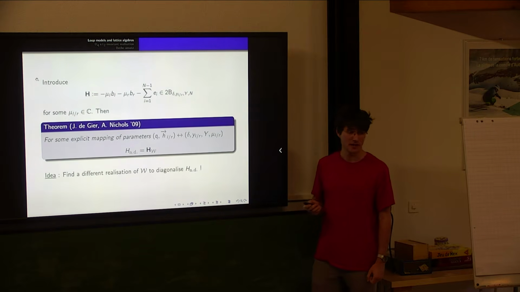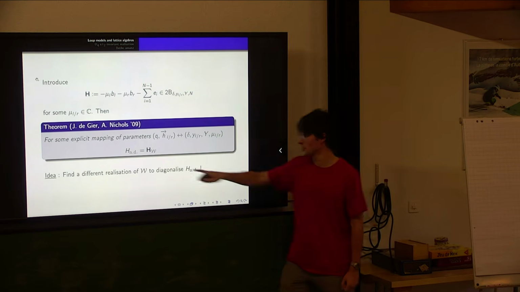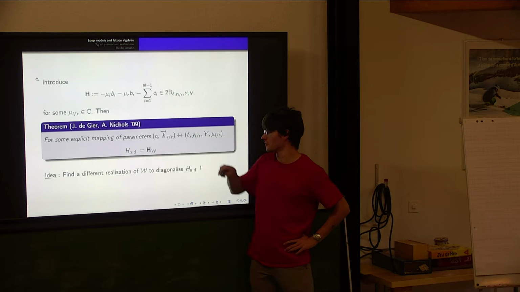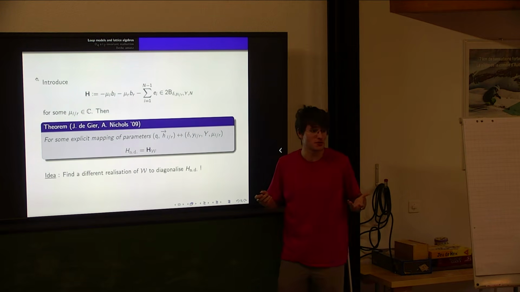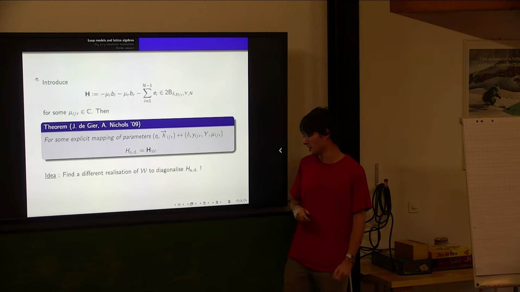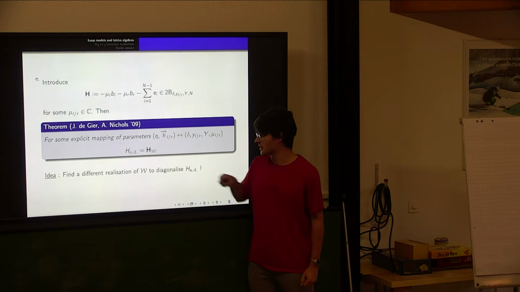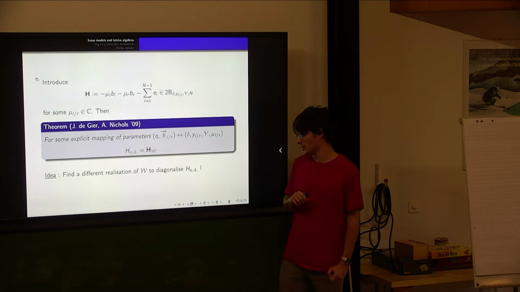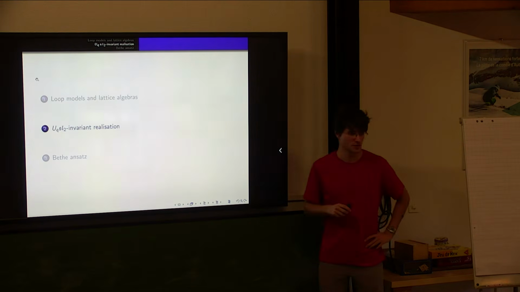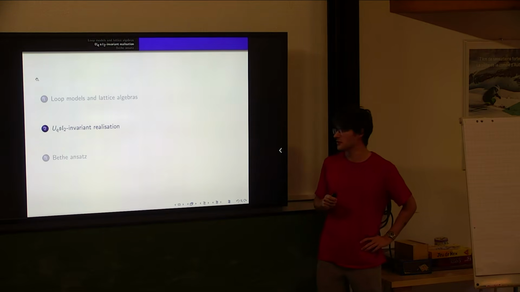And so the idea, if you want to study this Hamiltonian, is actually to study this abstract Hamiltonian, but you can do it in any representation you want. I mean, in any realization of this W representation. So the strategy is going to be to find a suitable realization of this vacuum module, and then to diagonalize H and D. This trick will be used later on to formulate better ansatz. Okay, so now let me discuss this Uqsl2 invariant realization.